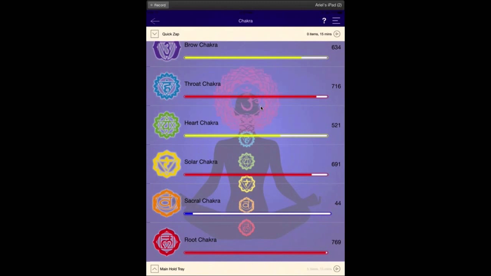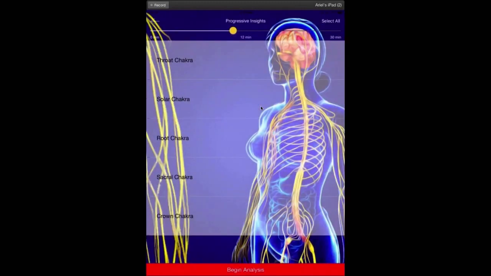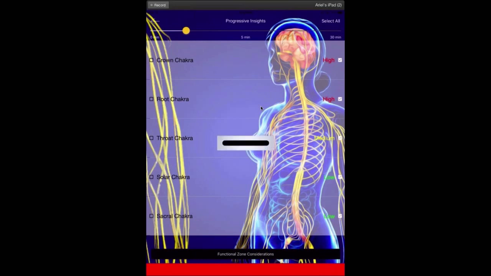We're going to go right to the Progressive Insights. We're going to set it for 5 minutes, and we're going to see out of these chakras, is there any that come up high? So the crown chakra and the root chakra, really interesting on both ends. The highest and the lowest come up as needing the most balancing. So you can go ahead and you can hit the play button and you can start to do your balancing.